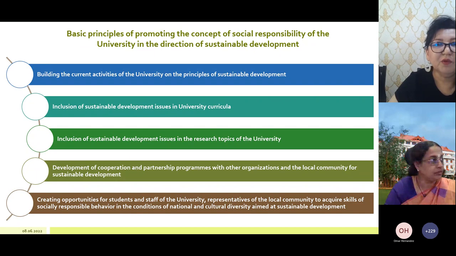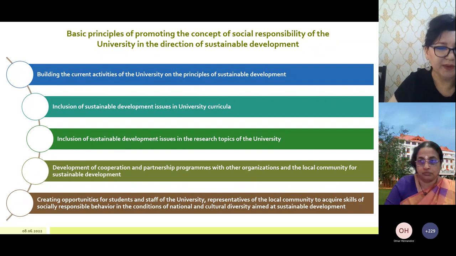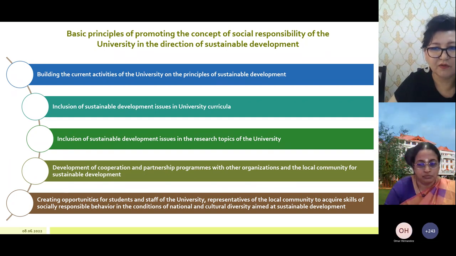Well, the main basic principles of promoting the concept of social responsibility of the university in the direction of sustainable development. Current activities include inclusion of sustainable development issues in the university curricula, and inclusion of sustainable development issues in the research topics of the university, which is very important because we have a number of theses and papers devoted to sustainable development issues. Also, development of cooperation and partnership programs with other organizations and the local community for sustainable development, and creating opportunities for students and staff of the university and representatives of the local community to acquire skills of socially responsible behavior in the conditions of national and cultural diversity aimed at sustainable development.